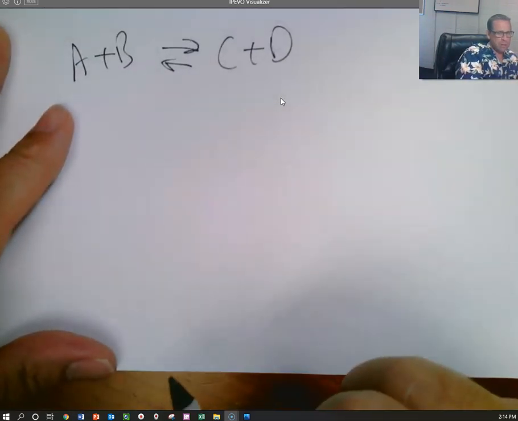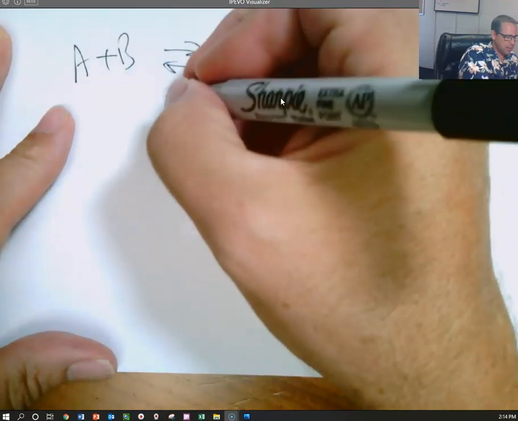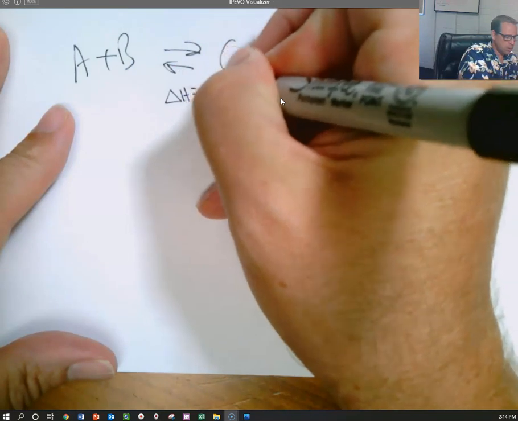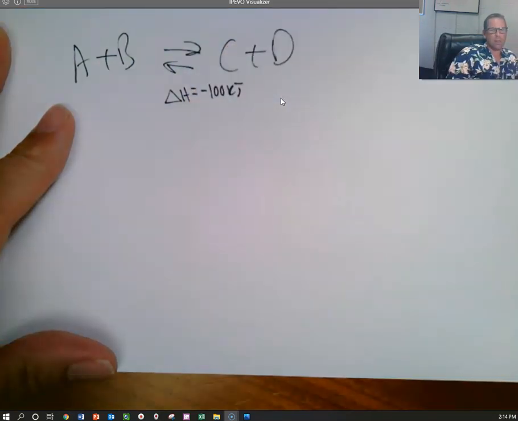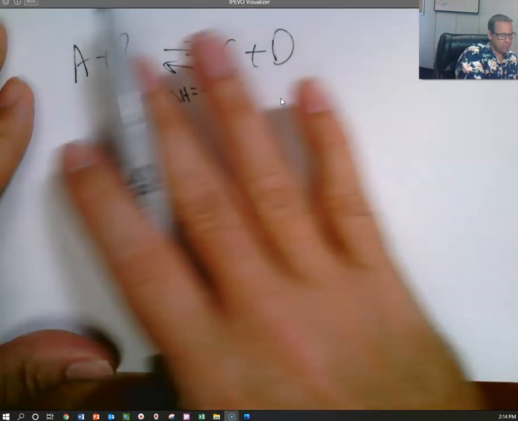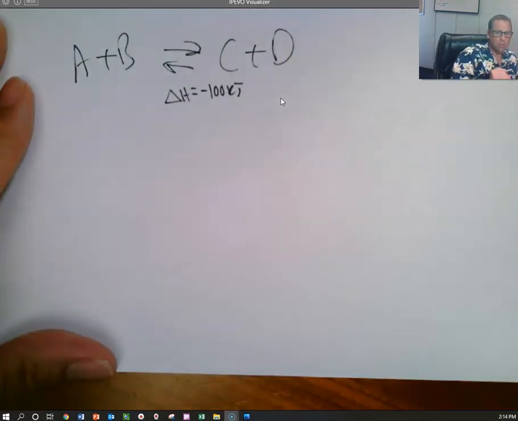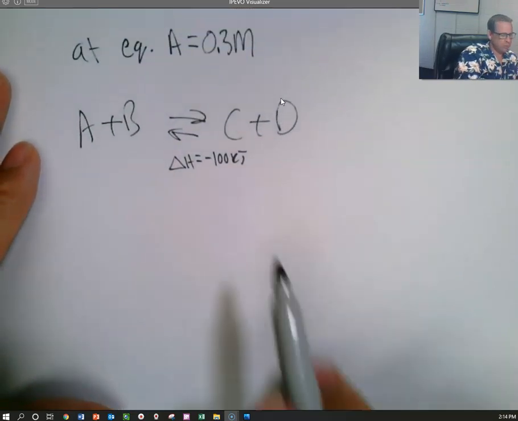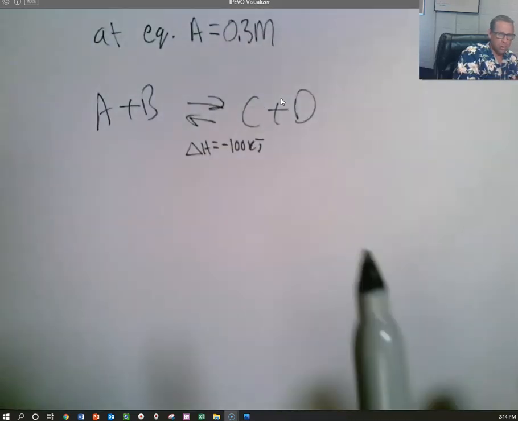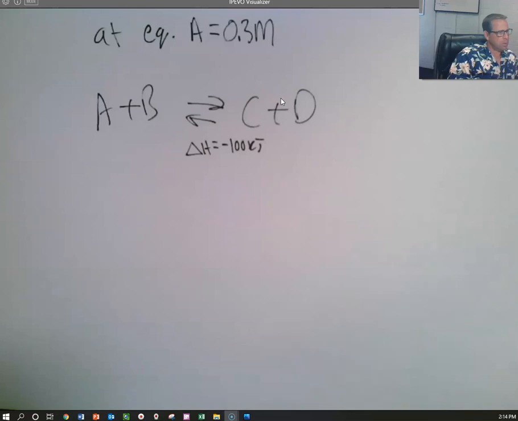Here's a chemical reaction, but let's say this reaction has a delta H of negative 100 kilojoules. And if I take this reaction and cool it down, so if my reaction's at equilibrium and I cool down the reaction, how will the concentration of A change? So if it's at 0.3 molar at equilibrium and then I cool it down, let's see, Alyssa, any ideas?